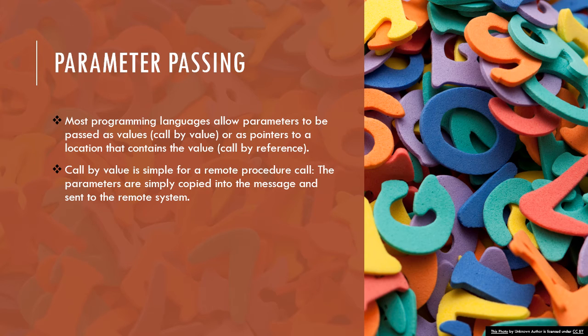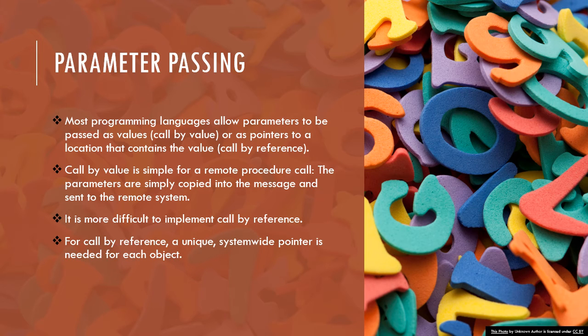Call by value is simple for a remote procedure call. The parameters are simply copied into the message and sent to the remote system. It is more difficult to implement call by reference. If the remote machine furnishes the address of the parameter in the message, it will be of no use to the calling process because it is not an address of the machine the calling process is in.